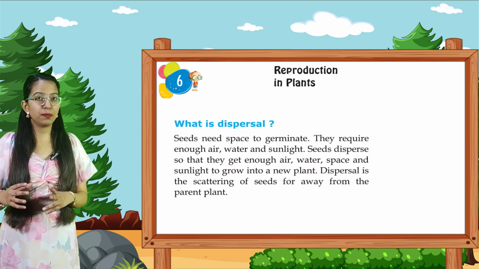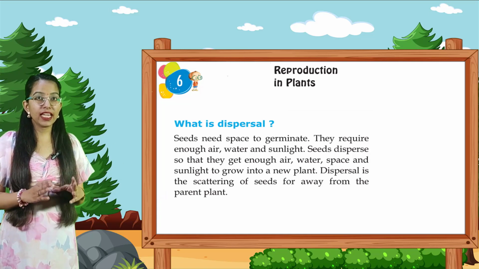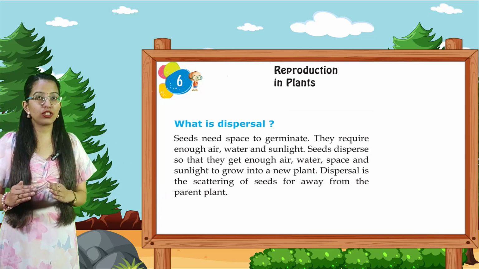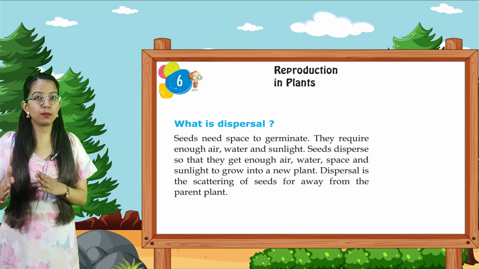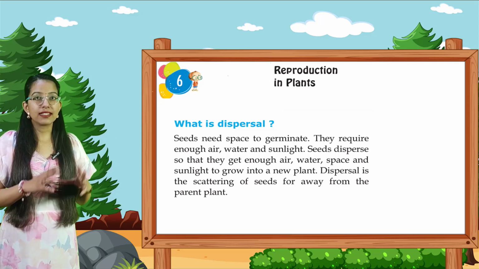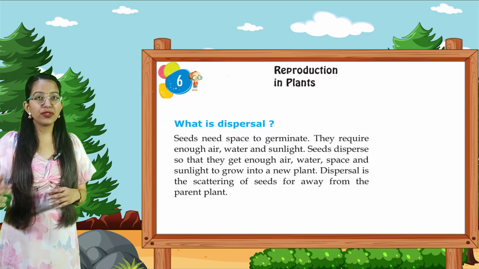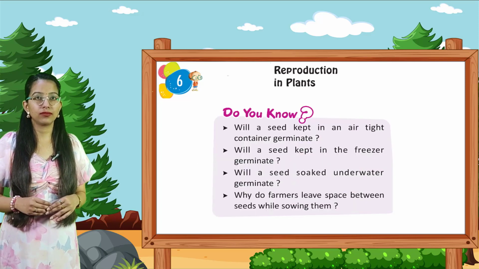What is dispersal? Seeds need space to germinate. They require enough air, water and sunlight. Seeds disperse so that they get enough air, water, space and sunlight to grow into a new plant. Dispersal is the scattering of seeds far away from the parent plant.